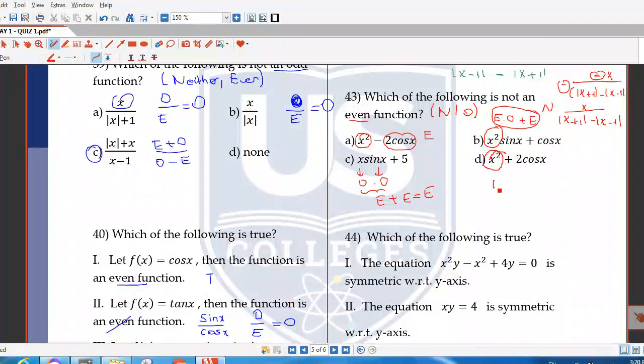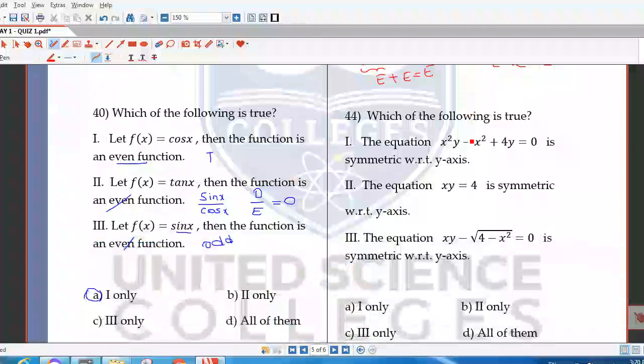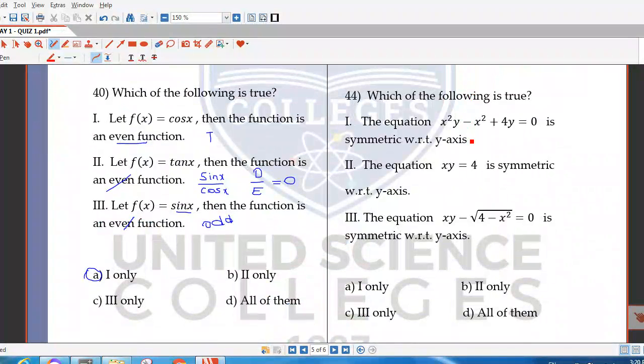X squared is itself even, cosine is also an even function, the sum of them becomes even, so the answer is going to be B, none of them. Which of the following is true?